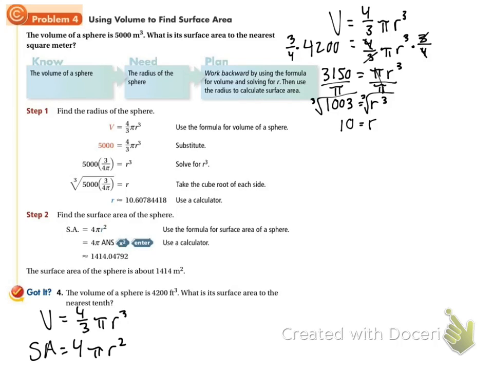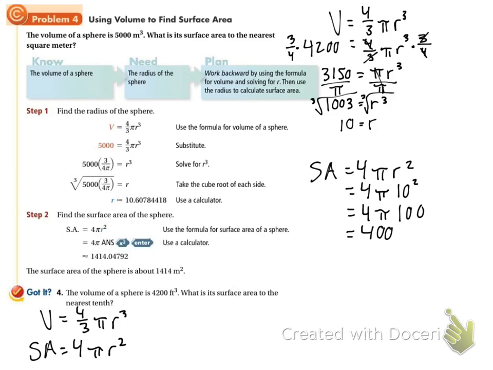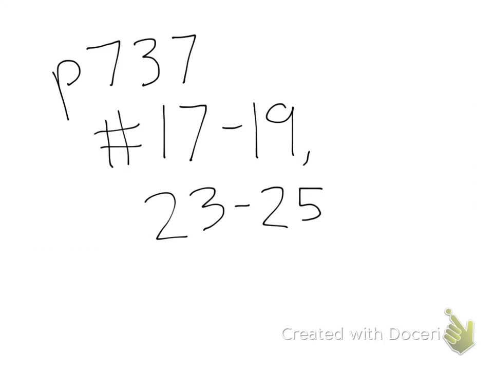Now we can plug that into the surface area equation. So surface area is equal to 4 pi r squared. So 4 pi 10 squared. That's 4 pi times 100. 4 times 100 is 400, so 400 pi. And if we multiply that out, we get 1,257 feet squared. And there's your homework.